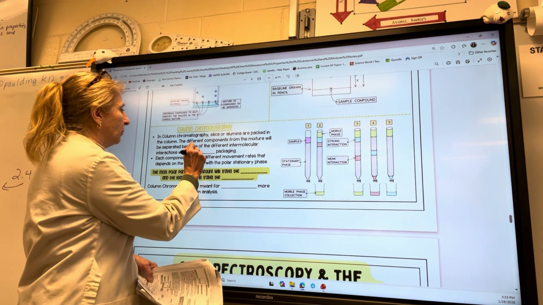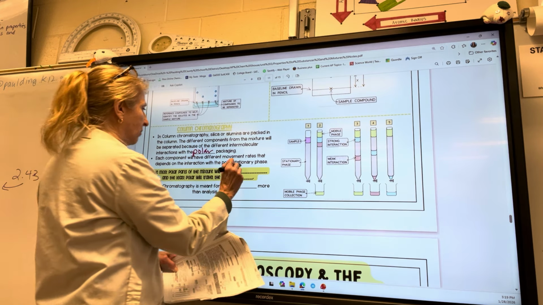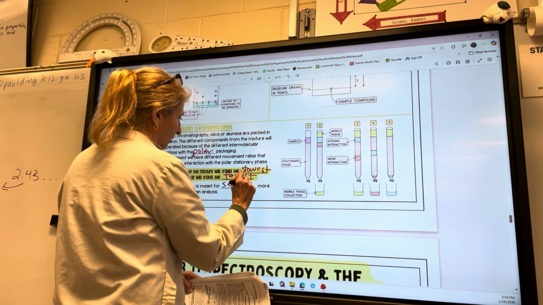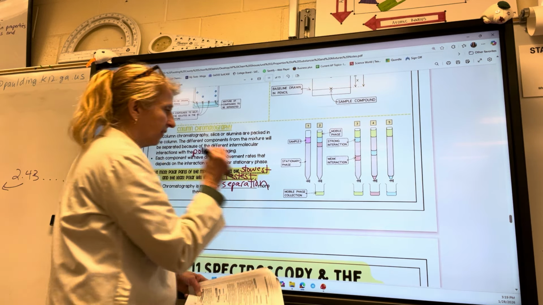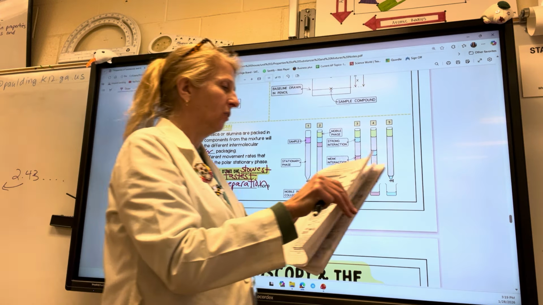Okay, so it has to do with, once again, polarity, and the one that travels the slowest is the most polar, and the least polar will go the fastest. And it is used, just like I said, for separation. So he does this, tests it, figures out if he made a new chemical, and if it was the chemical he was trying to make.